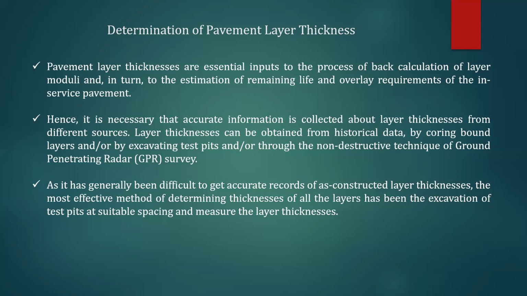This can be obtained from historical data, knowing what pavement thickness was constructed, or by coring the bound layers, or by excavating a test pit. As I discussed, the test pit is a very common process. You can do it in a staggered manner in 1 kilometer. You can take the test pit and note the thickness of the different layers. What is the BC thickness? What is the DBM? Everything. So the combined bituminous thickness you can take, and you should know the granular layers. Everything you should take from the test pit.